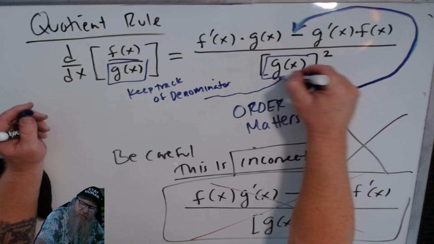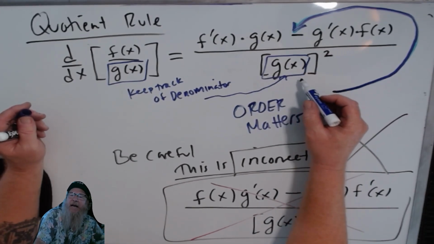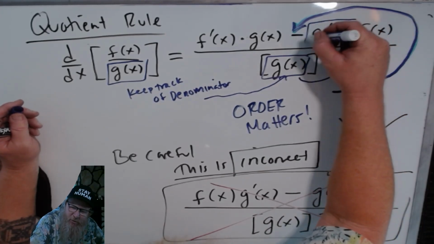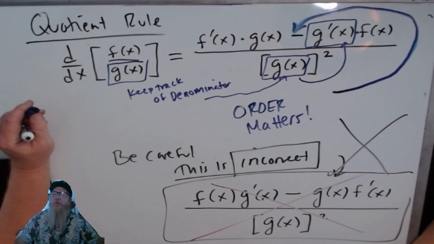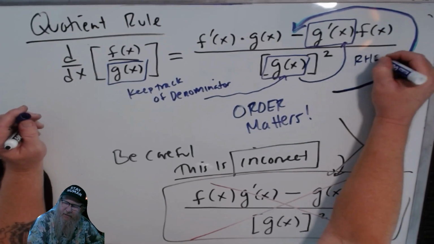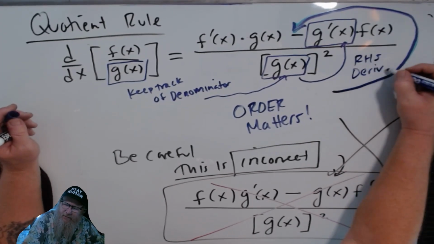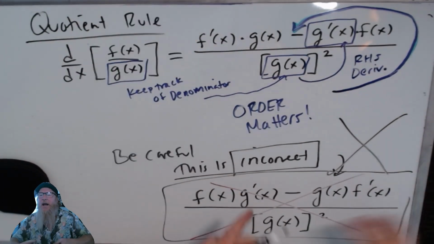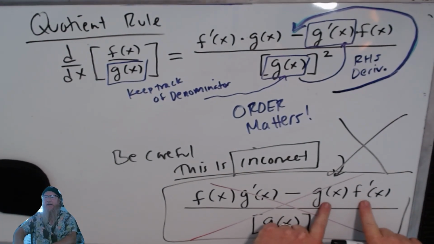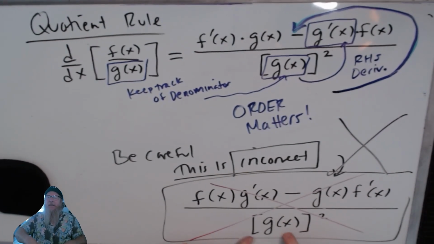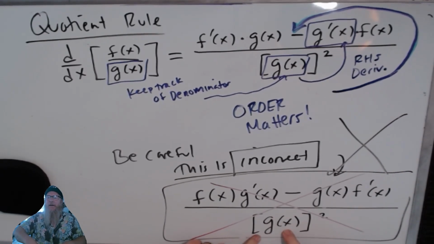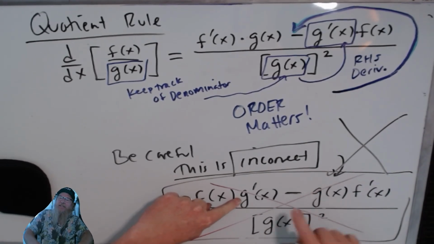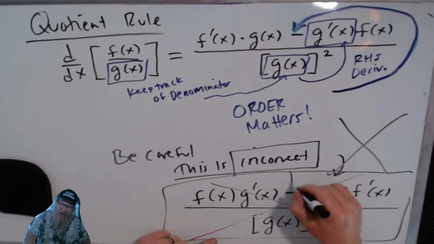The denominator must appear in the denominator squared, and then it must also appear as a derivative on the right-hand side. That's how you know whether it's correct. So you see over here, g is still in the denominator, but the derivative is on the left-hand side, and this is subtraction, and so this is the reason why it's incorrect.